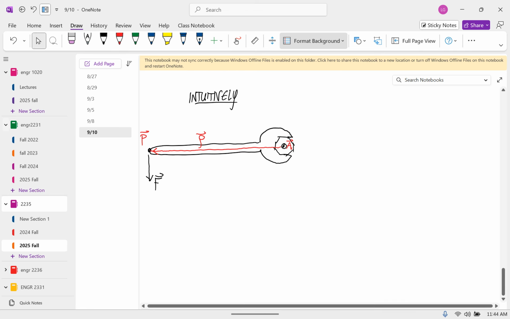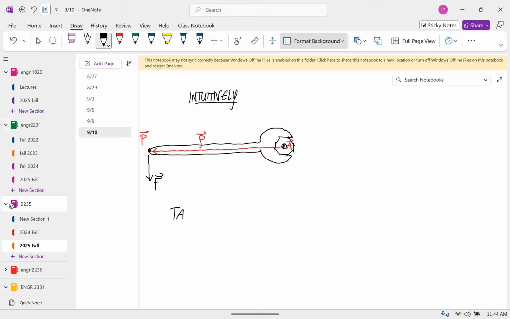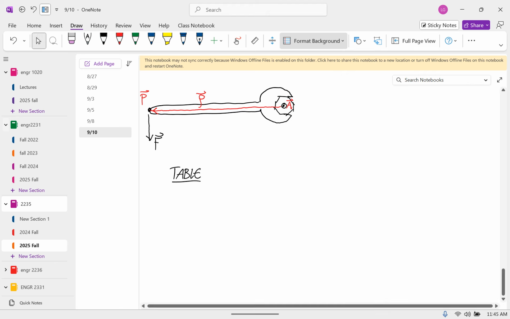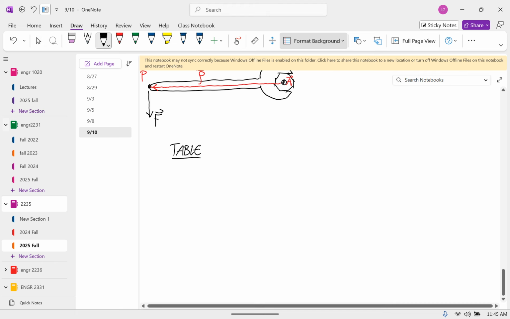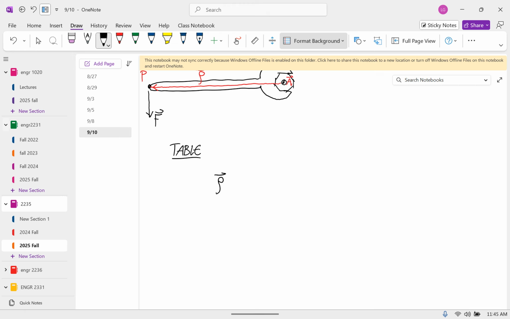When I do calculations of moments, I'm going to always put them into a table that I find very useful for organizing this stuff. And so my table is going to look like this. There's going to be a column for the rho vector, a column for the force, and a column for the moment.